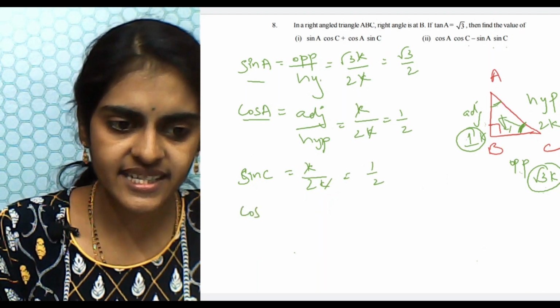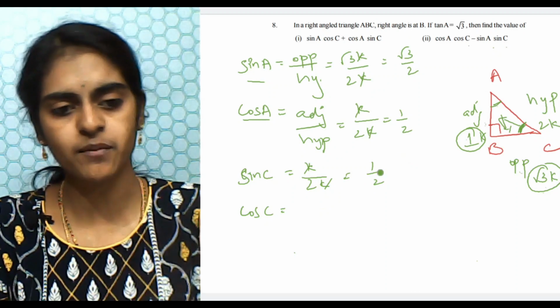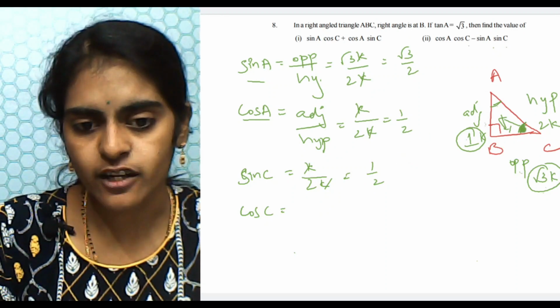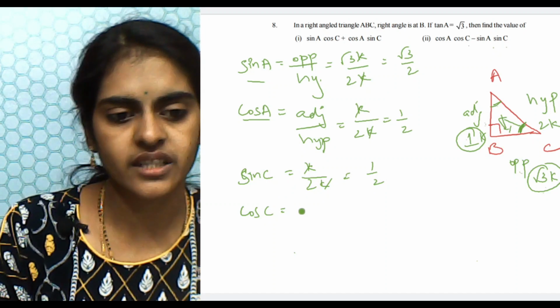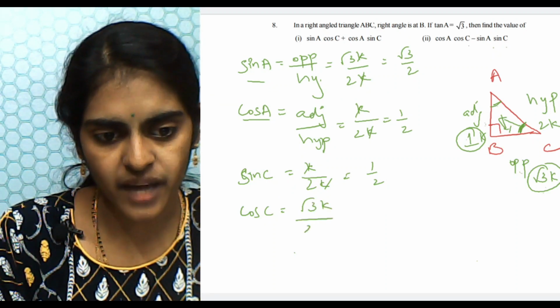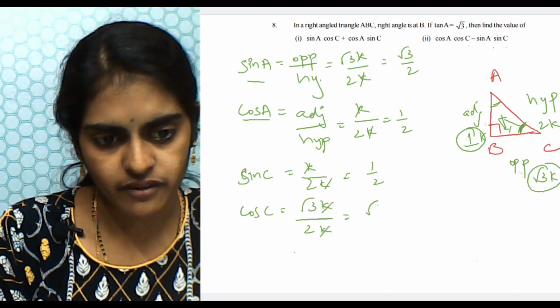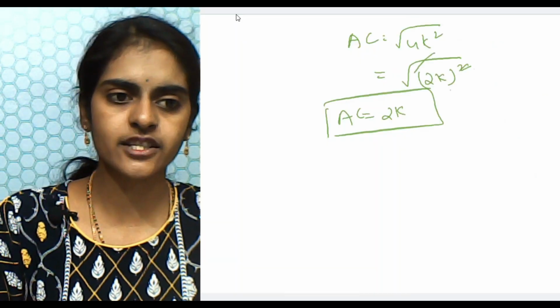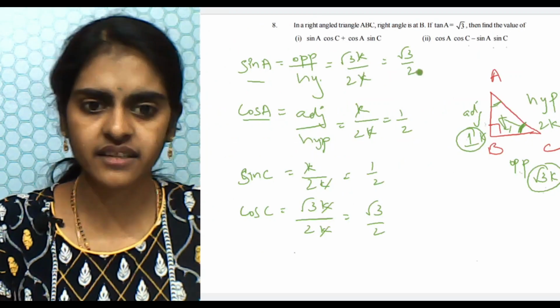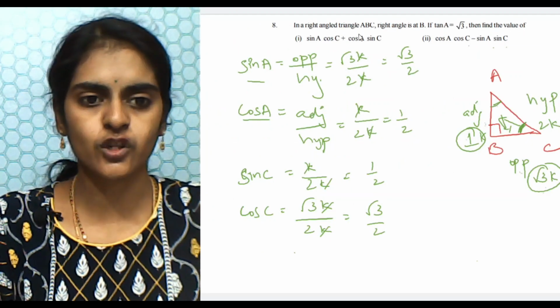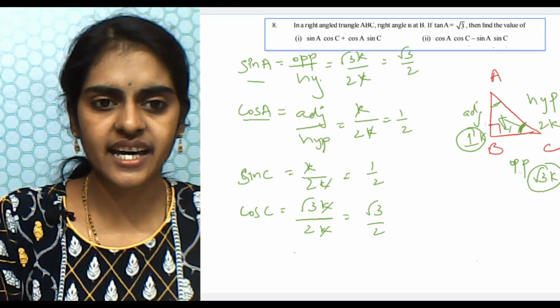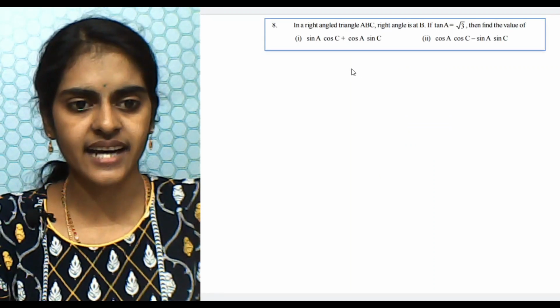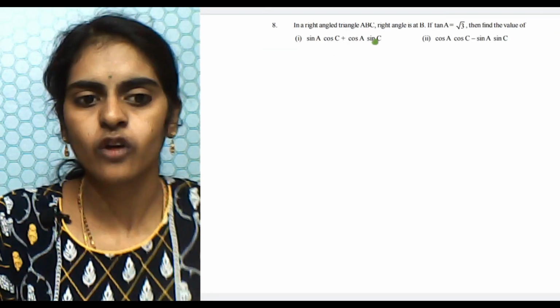Now cos C is nothing but adjacent by hypotenuse. What is the adjacent side of this angle C? It is BC. So this is root 3K divided by hypotenuse 2K. So you have cos C as root 3 by 2. Clear? Now the next thing is you have to find the first bit, sin A cos C plus cos A sin C.